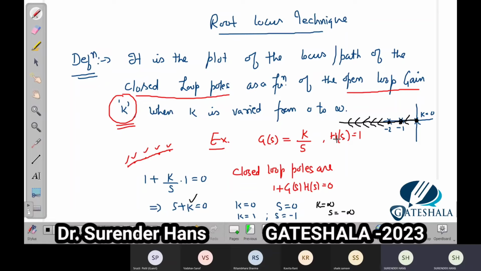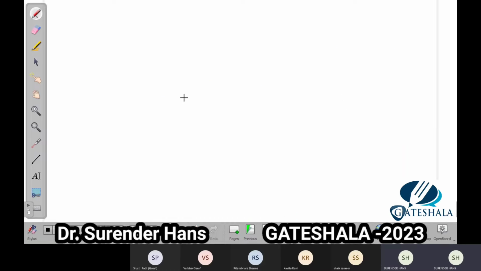The point is, it is the plot of the locus, or the collection of all the closed loop poles. These closed loop poles are a function of open loop gain K. How is it a function of the open loop gain K? Let's suppose, next example, G(s) is K divided by s square, H(s) is equal to 1.